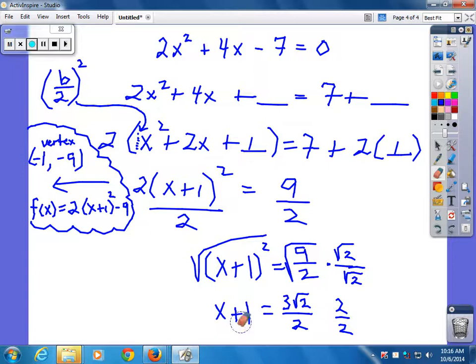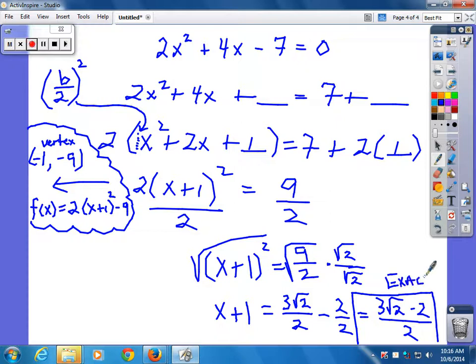I brought this 1 over as 2 over 2, the common denominator. And that's going to give you 3 square root of 2 minus 2 over 2. That is what kind of answer? Exact, Peter. That's right, class. Exact means that the radical is still in the problem.